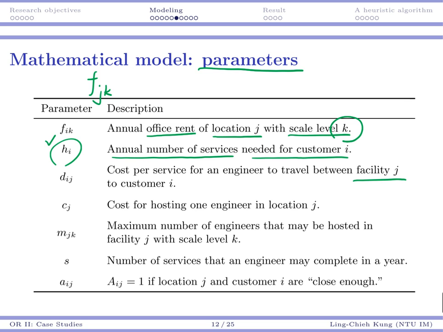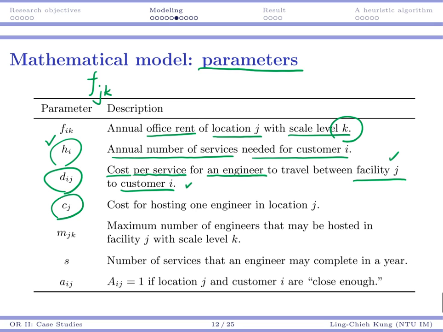Between a facility and a customer, there is a distance. That distance also has something to do with the route that you need to go through. So there must be a different cost between locations. That cost is the per-service cost for you to send one engineer to travel between the facility and the customer. So dij is that cost for sending one engineer to do the service between facility j and customer i.